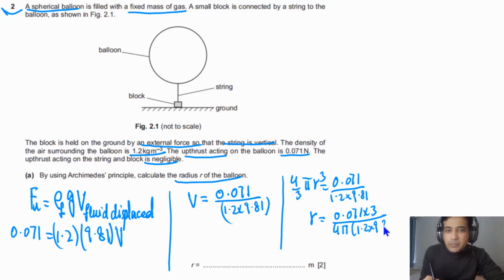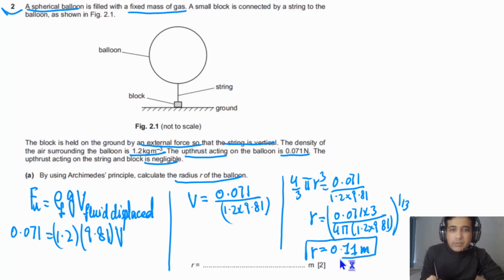We need the value of r, so we have to take the cube root on both sides. And now you can calculate the value of the radius, and the value of the radius in this case will be equal to 0.11 up to 2 SF. So this is the value of the radius, and this is how you can calculate. So the final answer up to 2 SF has to be 0.11.